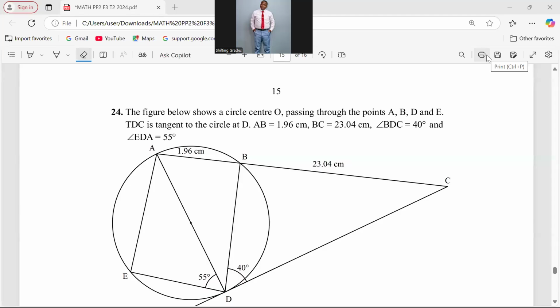Thank you for joining this lesson. We're going to study angle properties of circles together with chords and tangents.